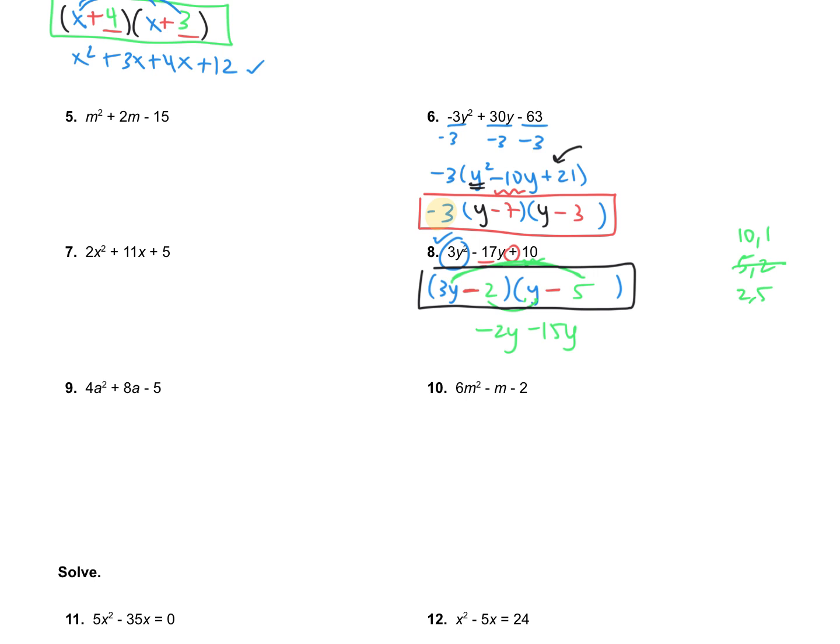Okay. Let's look at 10. 10, what is our GCF? 1. Here is the tricky part, the extra tricky part. 6m squared. There's more than one way that you can get a 6. That could mean that we have a 6m and an m, right? 6 times 1. Or it could mean we have a 3m and a 2m. Both of those would get us a 6. So we're going to have to do quite a bit of guessing and checking here.